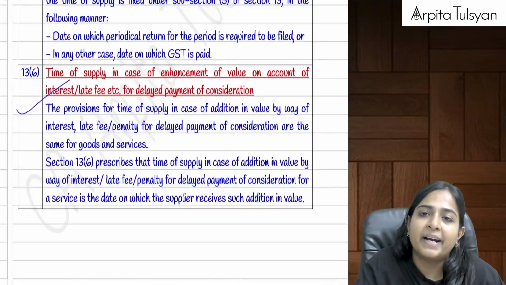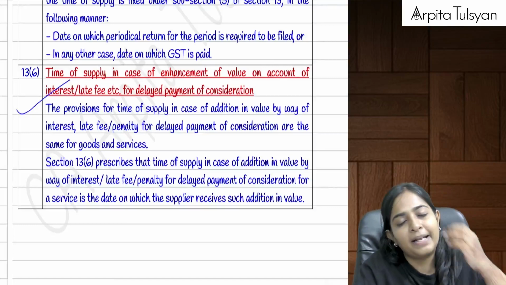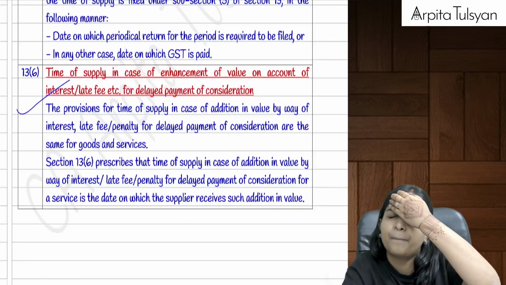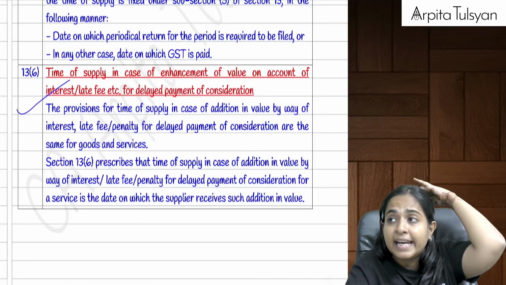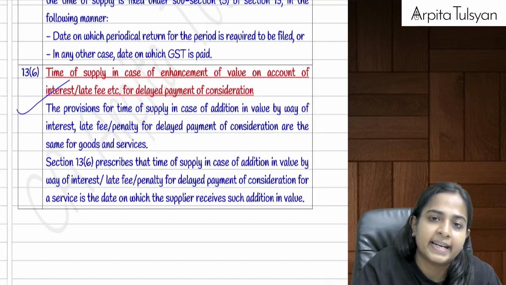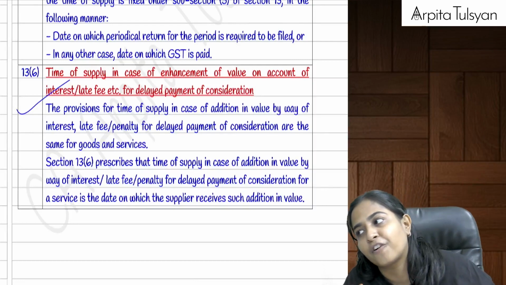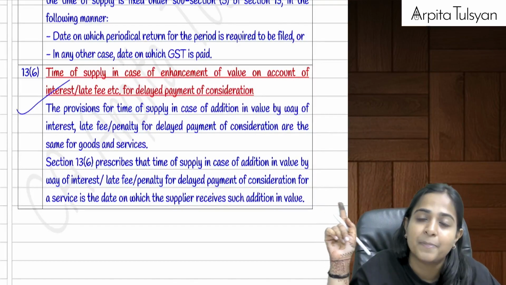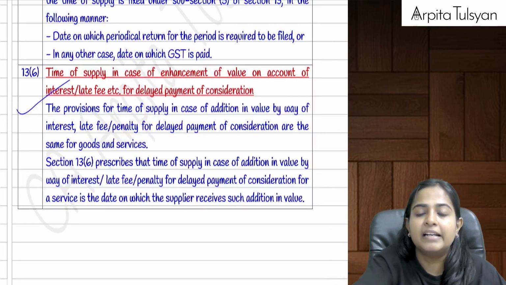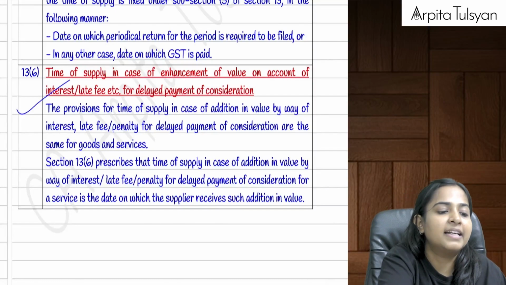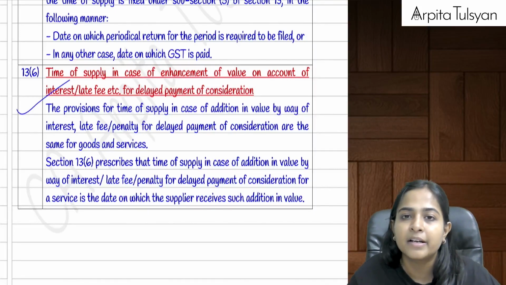If I have supplied any service and in return I ask you to pay me the amount for the services plus some interest, late fee, penalty for late payment, etc., what will be the time of supply for that interest, penalty, etc.? The time of supply for that is the date when that interest, penalty, late fee, etc. has been received. Are you clear till here? Done. समझ में आया इतना?